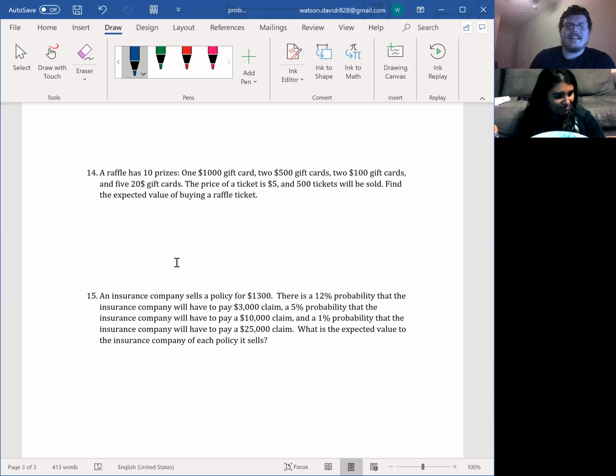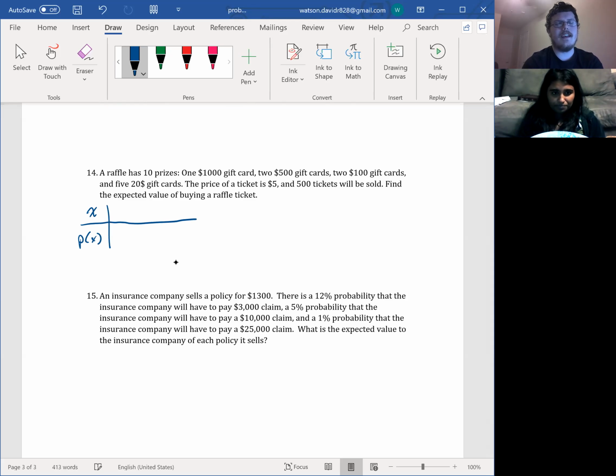14. A raffle has 10 prizes, a $1,000 gift card, 2 $500 gift cards, 2 $100 gift cards, and 5 $20 gift cards. Price of a ticket is $5 and 500 tickets will be sold. Find the expected value of buying a raffle ticket. All right, so we have X and the probability of getting X. So X is going to be all of the different things we can win.